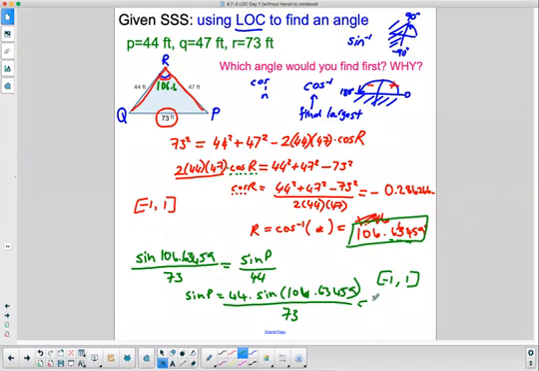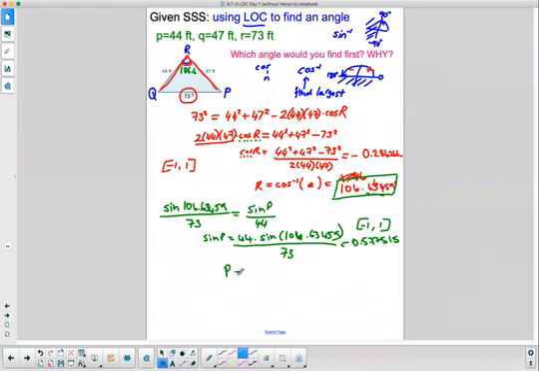I'm getting 0.577515. If yours is slightly different, it's probably just a small rounding error there. So that gives me angle P, do the inverse sine of that. That number here goes in here. And that gives me 35.275955. So that's, to one decimal place, 35.3.